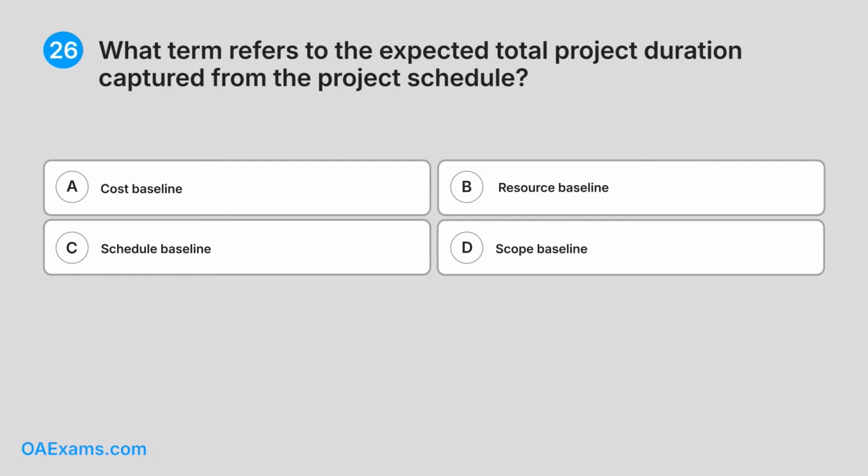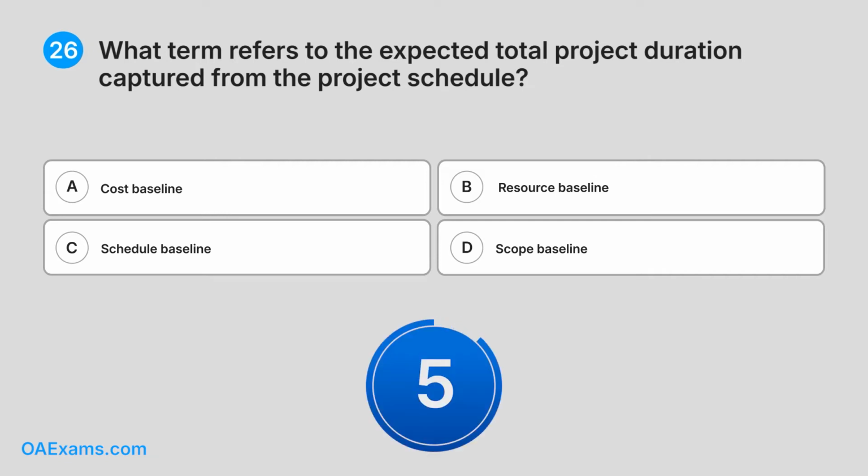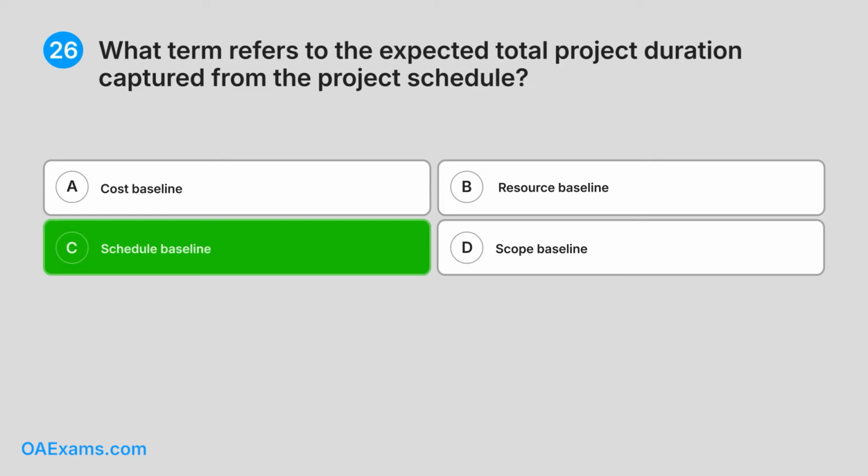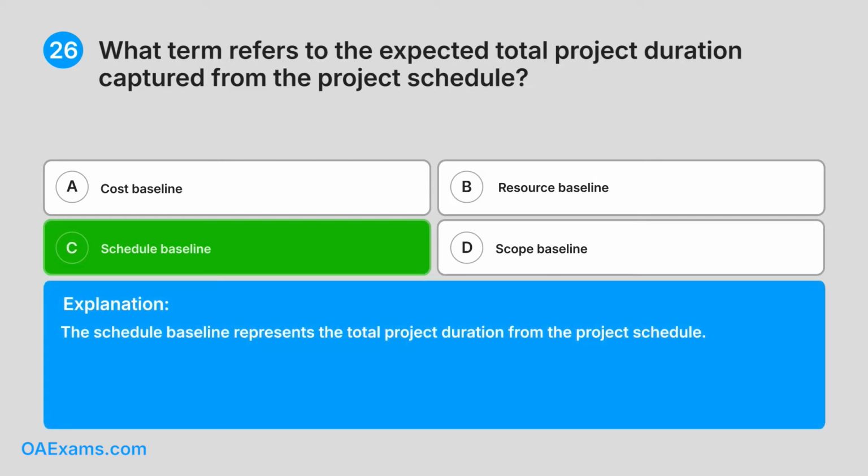A. Cost baseline. B. Resource baseline. C. Schedule baseline. D. Scope baseline. Do you know the answer? Correct answer. Schedule baseline. Explanation. The schedule baseline represents the total project duration from the project schedule.